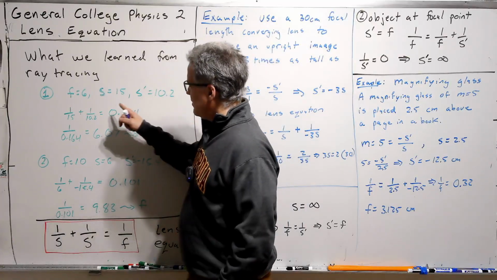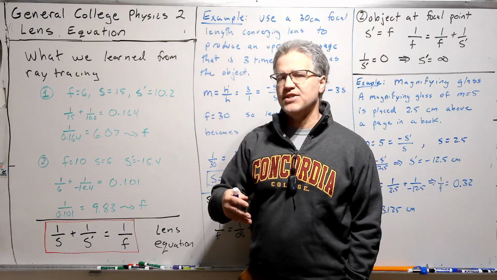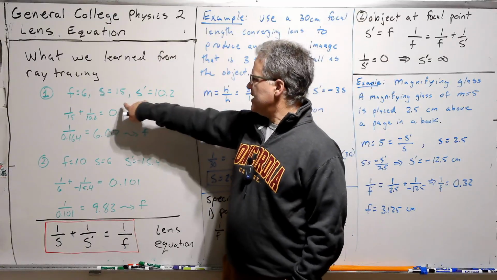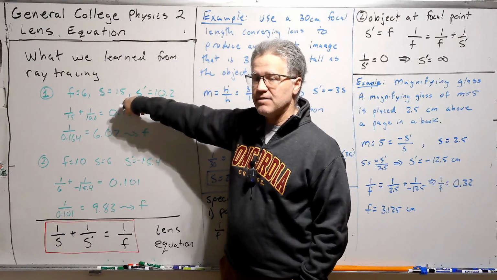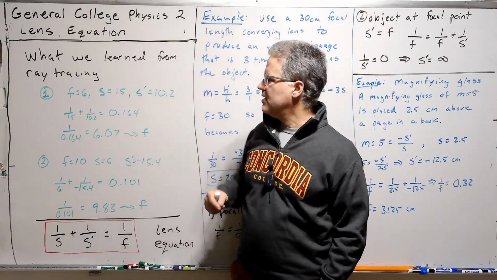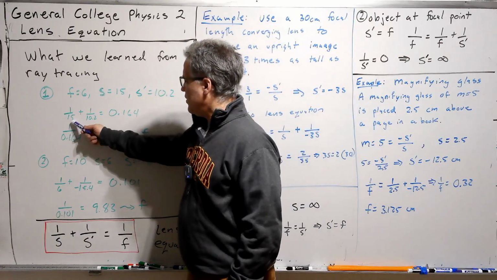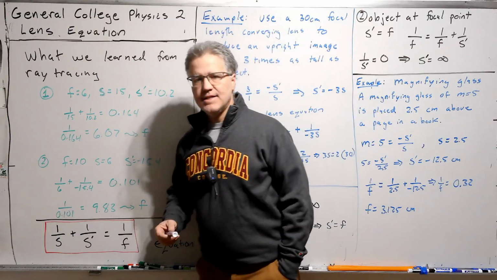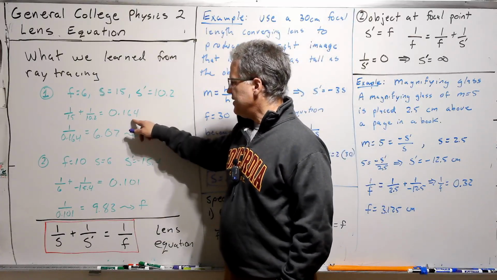Now, we don't know this yet, but let's just try this. Let's take the reciprocal of each of these two numbers and add them together. Why are we doing this? Well, we're just exploring here. So if I take 1 over 15 plus 1 over 10.2, I get this number here.